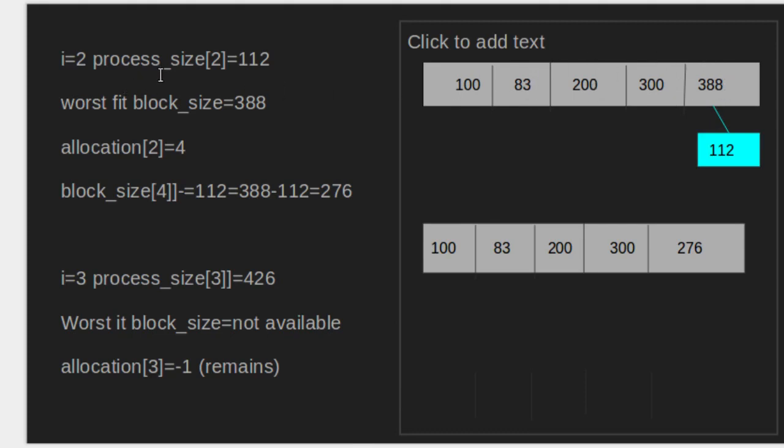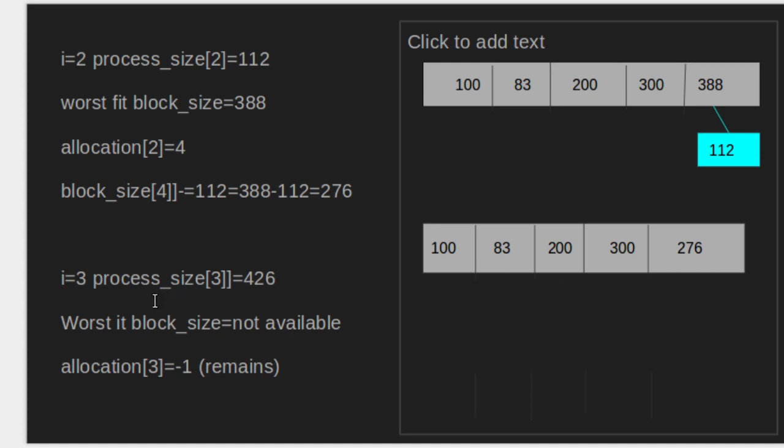When i equals 2, process size[2] equals 112. So 200, 300, 388 can be allocated to this process, but the maximum among them is 388. So the worst fit block size equals 388. Allocation[2] equals 4. Block size[4] minus equals 112, which is 276. Now this block has space 276.